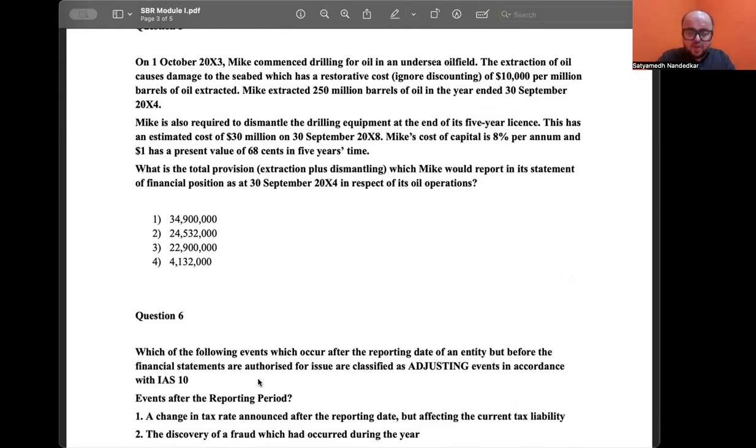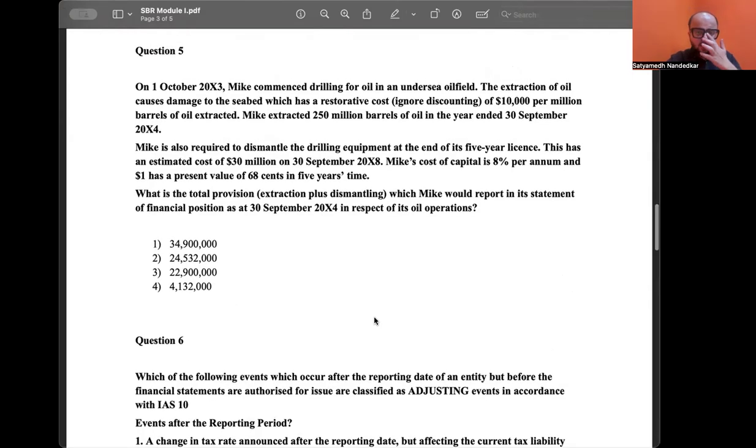What is the total provision which Mike would report in the financial statements for the year ended 31st of December 2004? Now, this is a peculiar question, and there are so many places where a person can go wrong. Let's understand what those places are. I hope you can see the question. First of all, the data is given on 1st of October as they usually do, but they have asked you the provision you need to create on 30th of September, which means you have to be a little careful. The balance that they have asked you is the balance on 30th September.